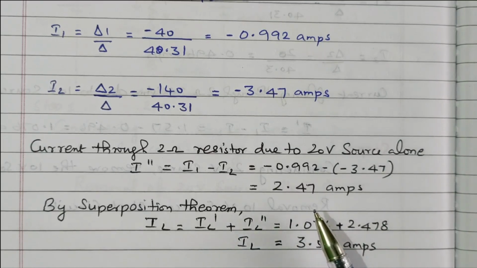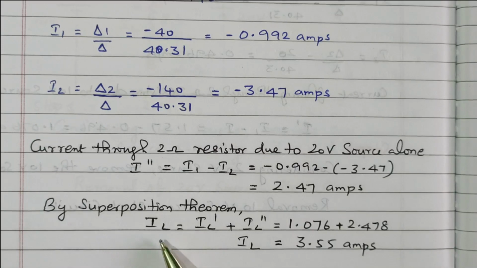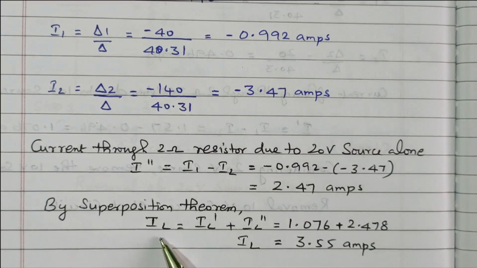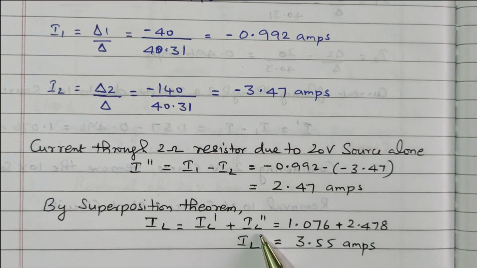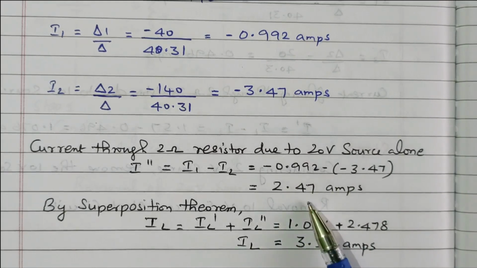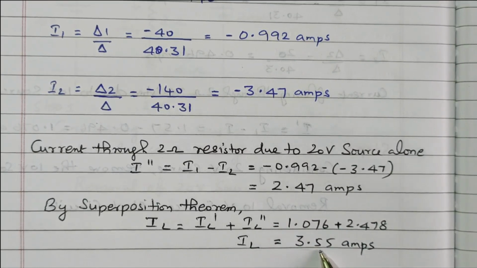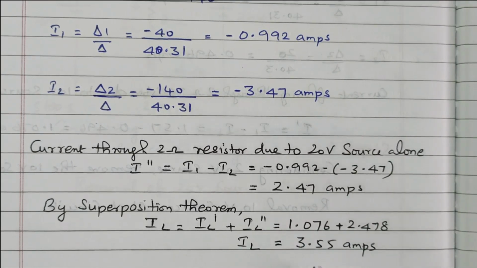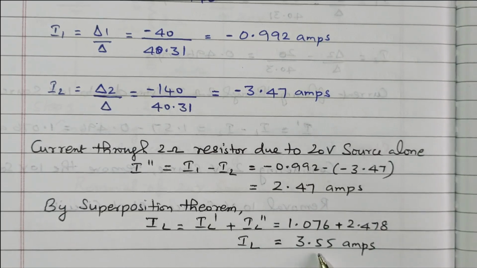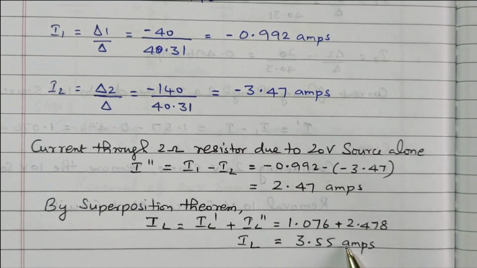Now we calculated two currents, I dash and I double dash, due to the 10 volt source and 20 volt source. So by the superposition theorem, the total current flowing through the 2 ohm resistor is IL dash plus IL double dash. What we calculated, we need to add both the values. So IL dash is 1.076, IL double dash is 2.478. By adding this, we got 3.55 ampere. Right. So the total current flowing through the 2 ohm resistor due to the 10 volt source as well as the 20 volt source is 3.55 ampere.